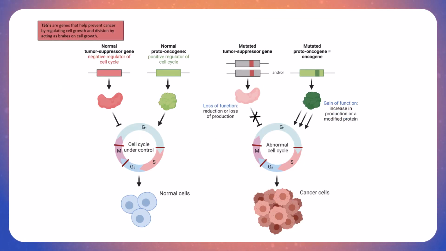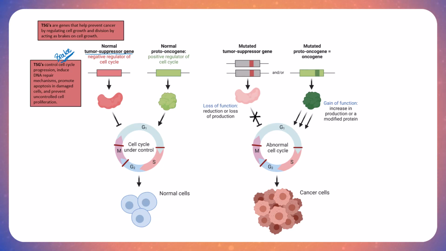So when we look at this particular diagram, you can see something called TSGs. TSGs are tumor suppressor genes. TSGs are genes that help prevent cancer by regulating cell growth and division, acting as brakes on cell growth. So you naturally possess TSGs, tumor suppressor genes. These are regulators that put the brake. So these are the brakes. TSGs control cell cycle progression, induce DNA repair mechanisms, promote apoptosis in damaged cells, and prevent uncontrolled cell proliferation. So again, these are the brakes. These are good. These help regulate the cell cycle naturally.